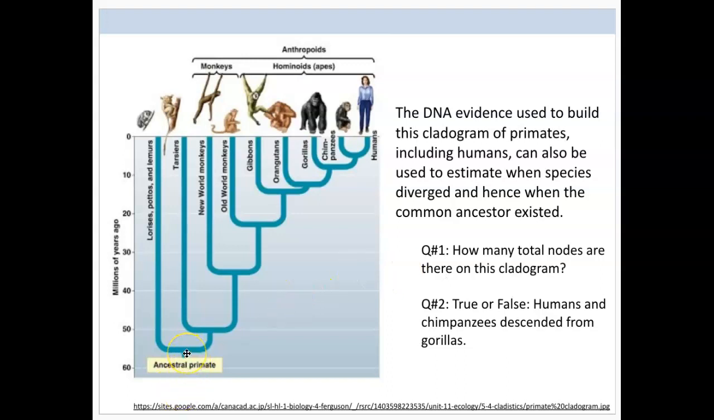Hopefully you came up with 8 for question 1. 1, 2, 3, 4, 5, 6, 7, 8 total nodes on this cladogram. And true or false, humans and chimpanzees descended from gorilla? That is false. They do share a common ancestor, but humans and chimpanzees did not descend from gorillas.